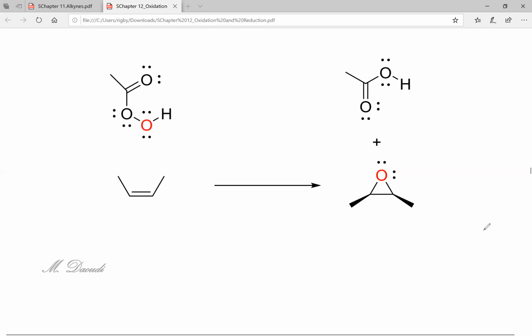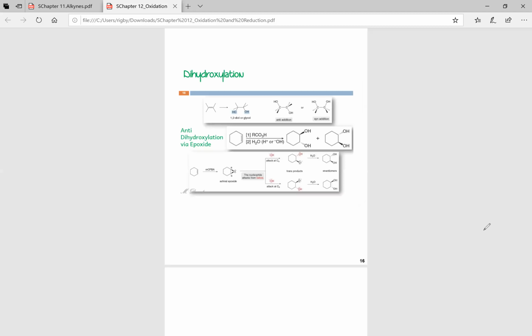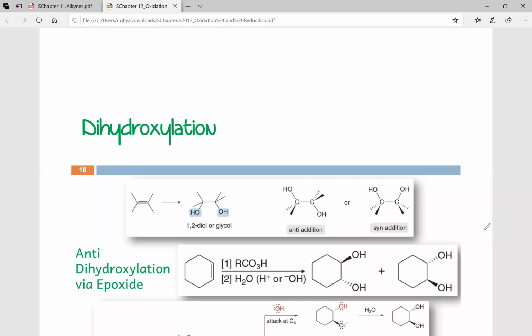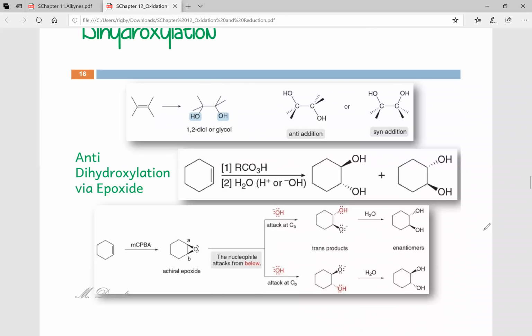All right. So dihydroxylation. Again, the name of this reaction tells us all we really need to know about the end product. Dihydroxy, we're adding 2 hydroxy groups, okay? And there are 2 ways that we can do dihydroxylation. The first way is anti-dihydroxylation, where we end up with a trans product. Or you could say our OH groups will be on opposite types of wedges.